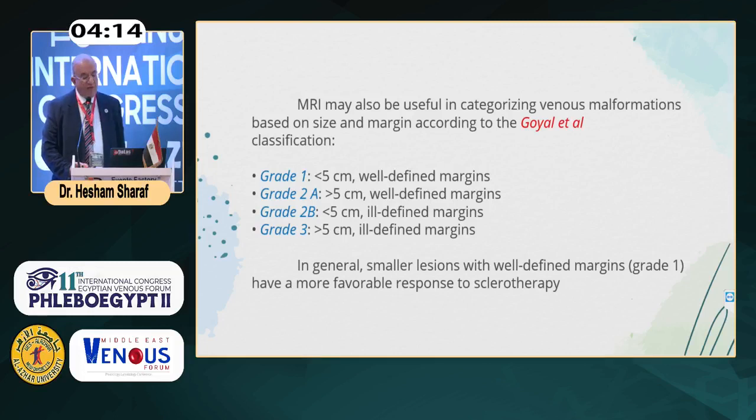Grade 1: less than 5 centimeter with well-defined margin. Grade 2A: more than 5 centimeter with well-defined margin. Grade 2B: less than 5 centimeter with ill-defined margin, and grade 3: more than 5 centimeter with ill-defined margin.